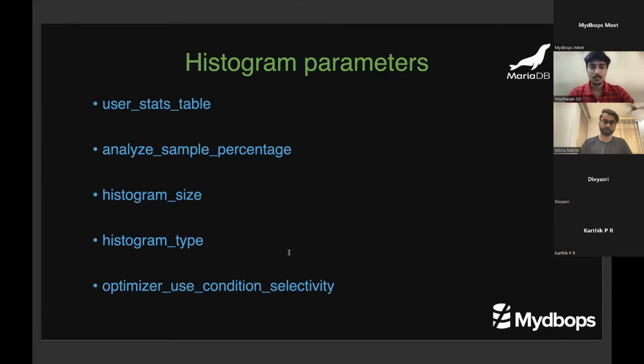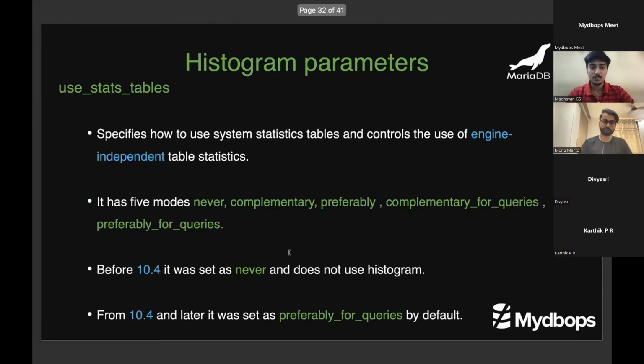So first is user stats tables. We will go through them one by one in detail in the further slides. So this variable, user stats tables, is about the table statistics: how the optimizer uses the table statistics, or how it controls the engine independent table statistics that I mentioned earlier. The statistics are stored in the mysql column stats, table stats, or index stats tables. How the optimizer uses them is controlled by this parameter.